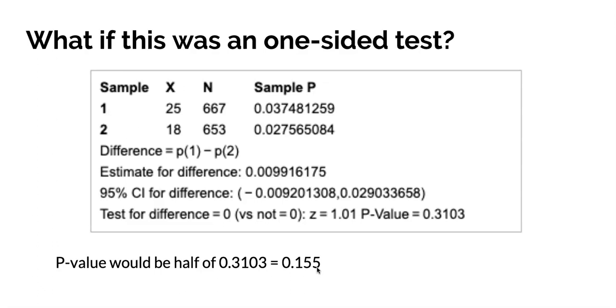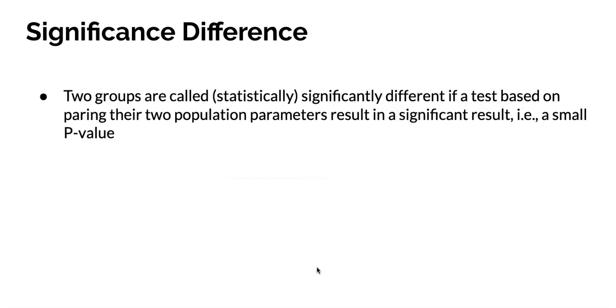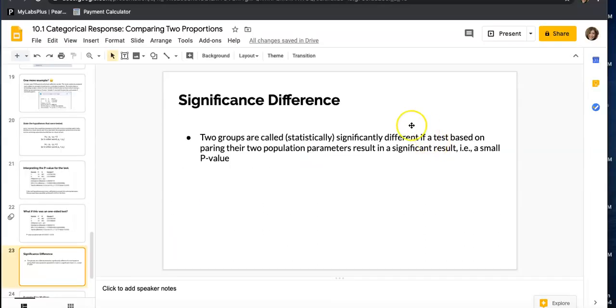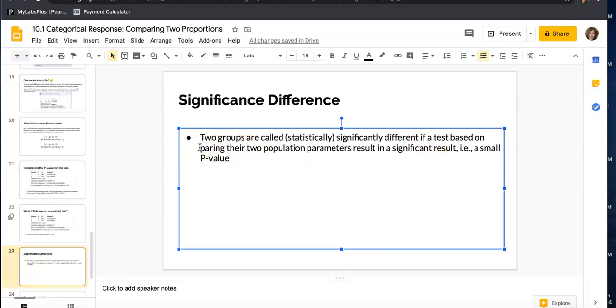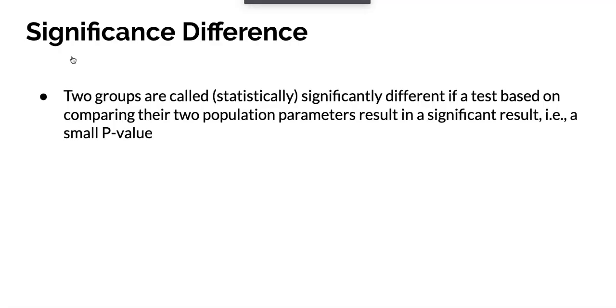It's still going to fail the test for a significant difference here. Okay. And I keep mentioning this word, significant difference. What does that mean? The two groups are called statistically significantly different if a test comparing two population parameters results in a significant result.